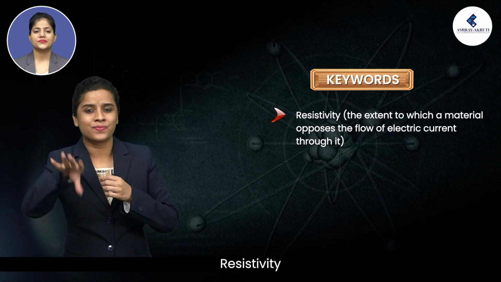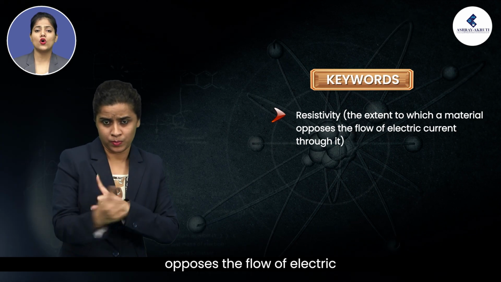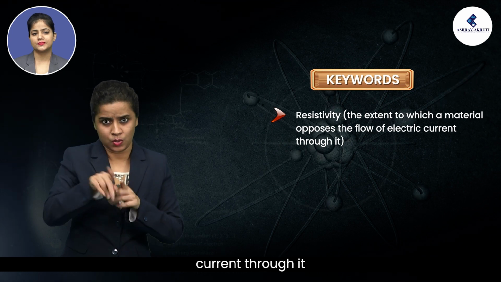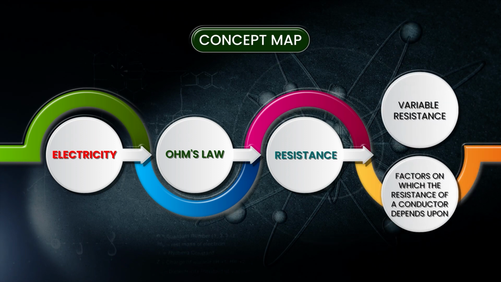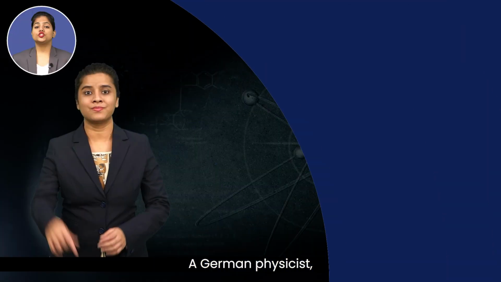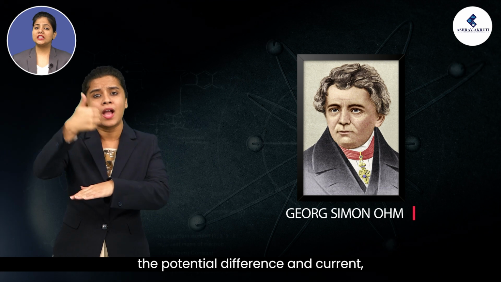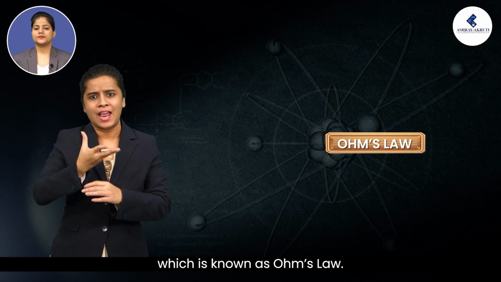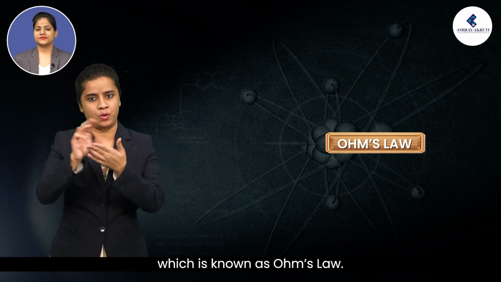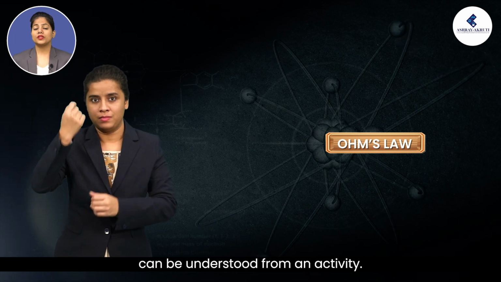Resistivity, the extent to which a material opposes the flow of electrical current through it. A German physicist, George Simon Ohm, established the relation between the potential difference and current, which is known as Ohm's law. This relationship can be understood from an activity.